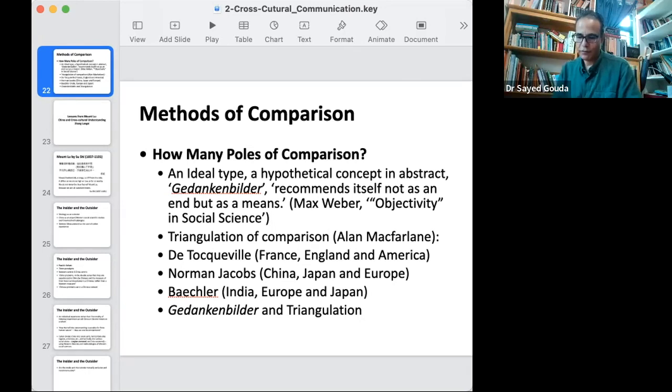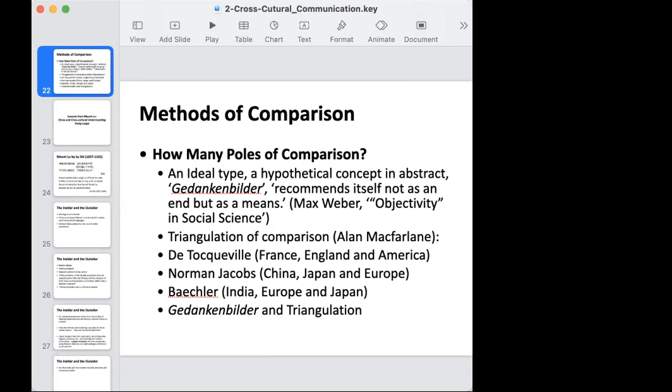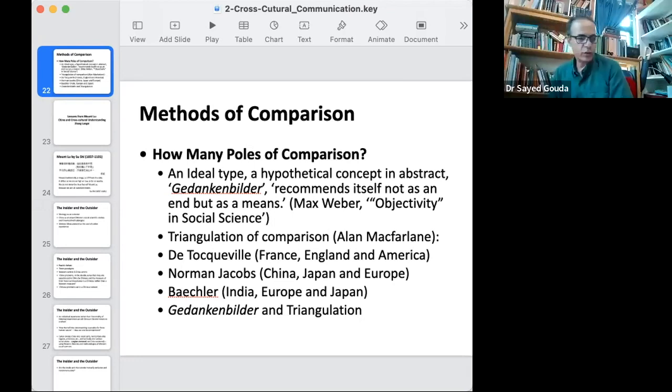Okay, if there are no more questions, then next week we'll talk about language and the value of culture, something like that. Cultural values. Next week we'll talk about cultural values.